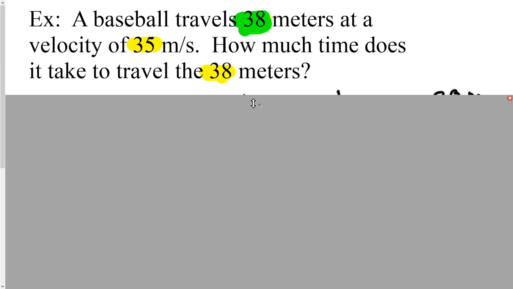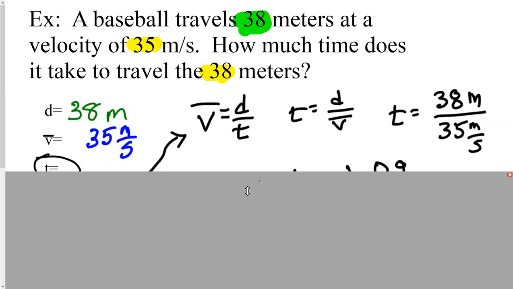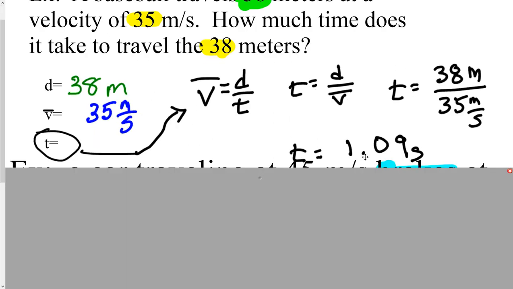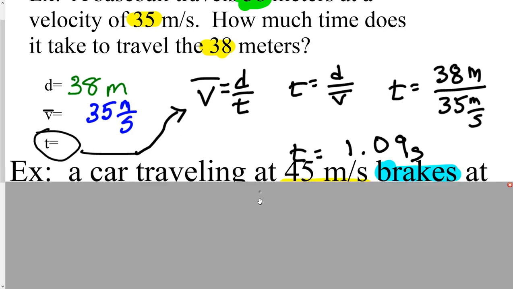Alright, so here we go. I have my knowns and my unknowns. I have d equals 38 meters. My average velocity is 35 meters per second. I'm looking for time, so I'm going to use my equation, v bar equals d over t. Solve for t, and then I'm going to substitute my 38 meters in, my 35 meters per second, and I get t equals 1.09 seconds. Alright, try your next one.